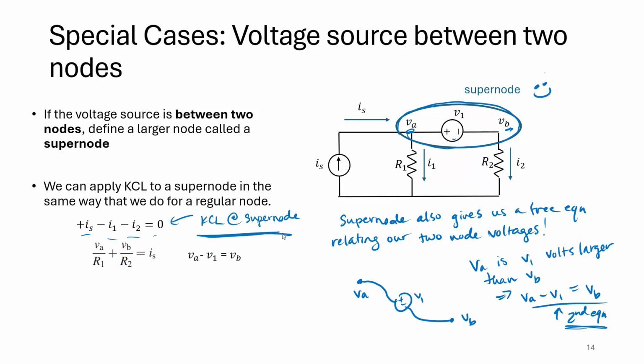So supernodes might seem a little scary at first, but if you just apply Kirchhoff's current law to the supernode and use that other equation you get relating our two node voltages, you'll find that supernodes are actually nice because they give us free information and a hint about how to solve our problem. We'll do some examples of supernodes later in the video, so definitely check those out if you'd like more practice.